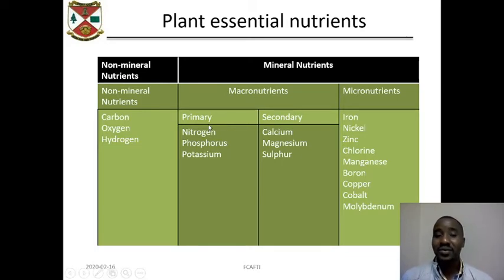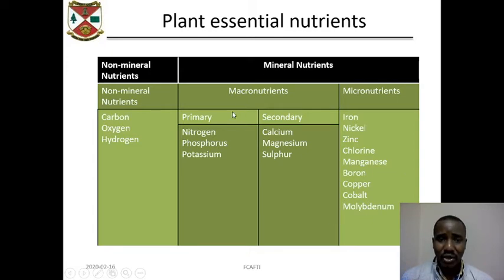Nitrogen is an example of a macronutrient, phosphorus, macronutrient, potassium, macronutrient, calcium, macronutrient, magnesium, macronutrient, sulfur, macronutrient. Okay, so there are six macro mineral nutrients, whereas micronutrients there are nine. We have iron, nickel, zinc, chlorine, manganese, boron, copper, and molybdenum.